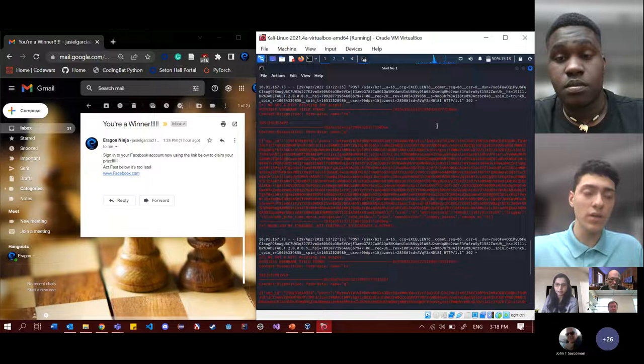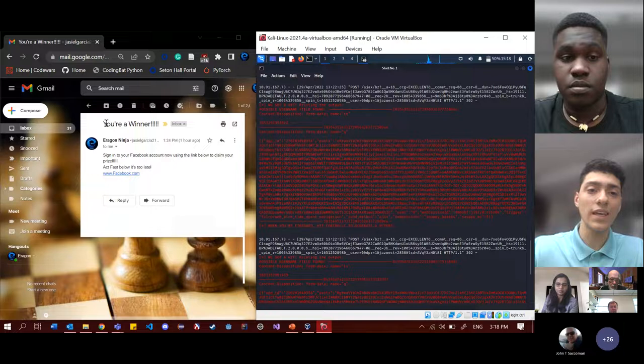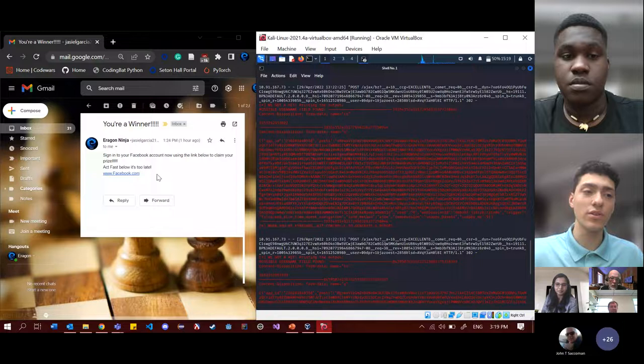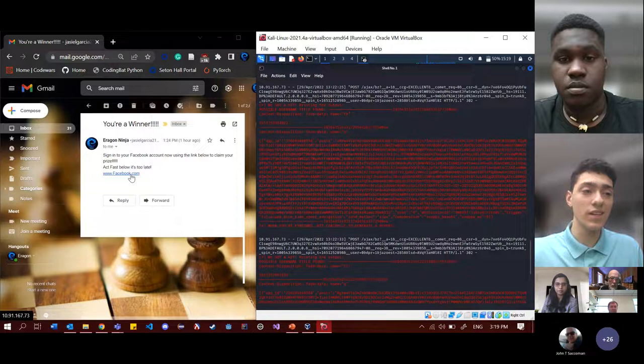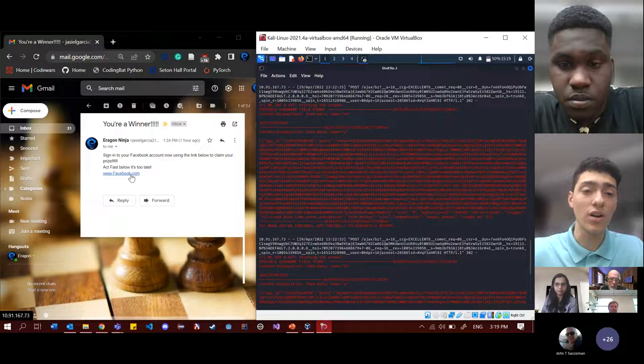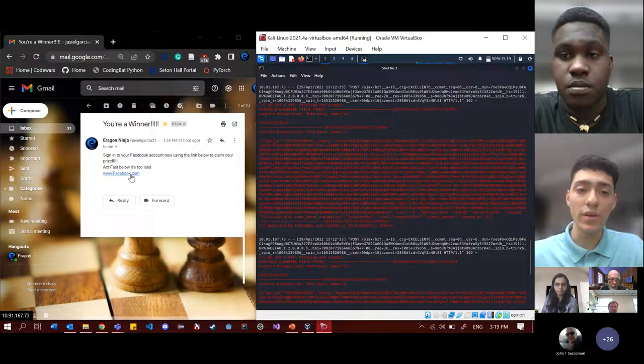So here's an example of an email, which I'm sure many have seen before, saying you're a winner, sign into your Facebook and log in, claim your prize. Now, if you hover over the link that looks like Facebook in the bottom left here, you see it doesn't actually go to facebook.com. It is actually linked to the social engineering attacker's IP address.